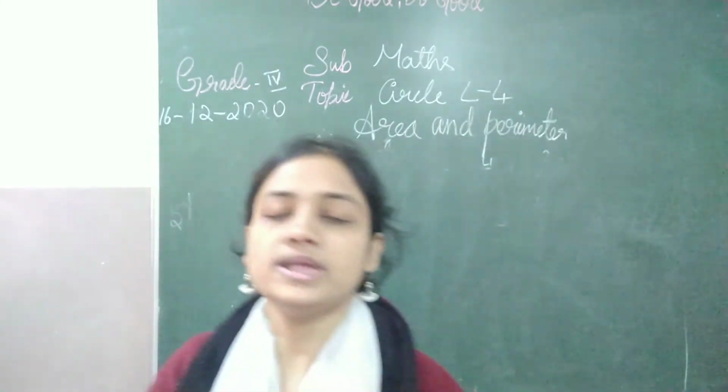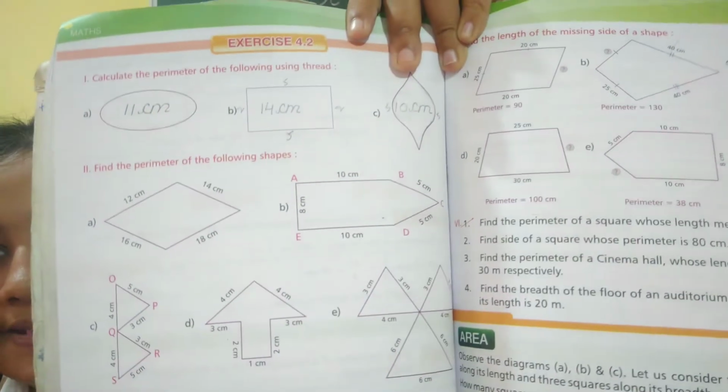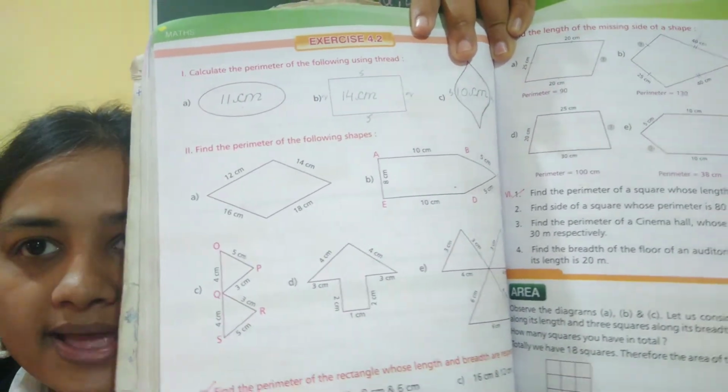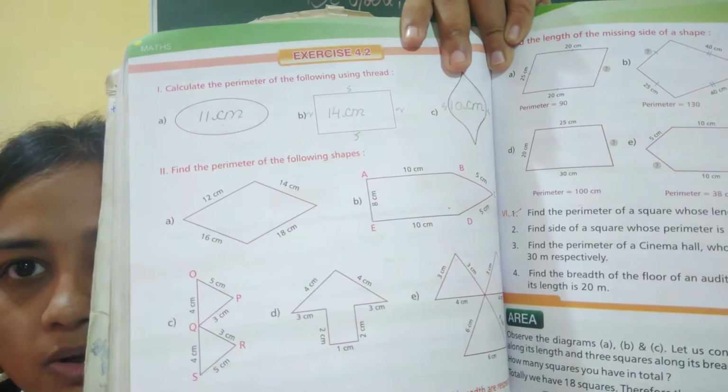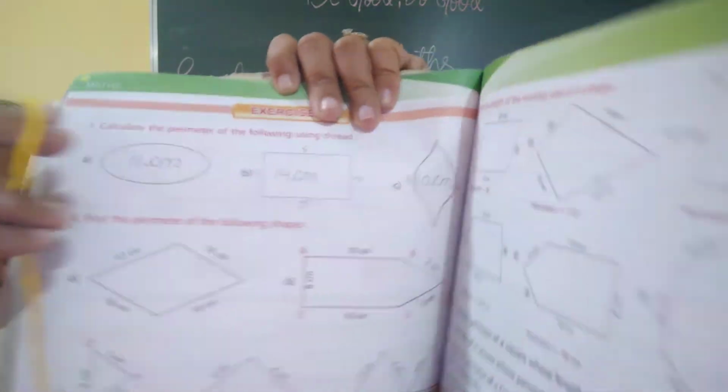Everyone, I want you to take the textbook, page number 118. We'll be doing exercise 4.2. In the first sum, they have asked you to find the perimeter of the shape using a thread. So you have to take a thread and place it on this shape like this.